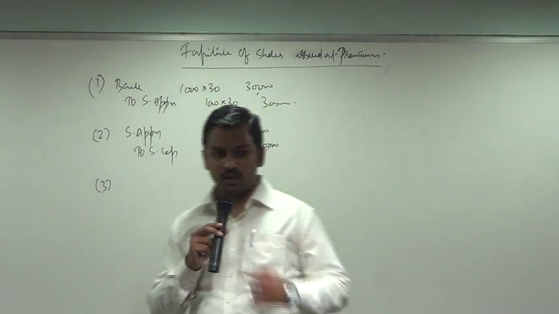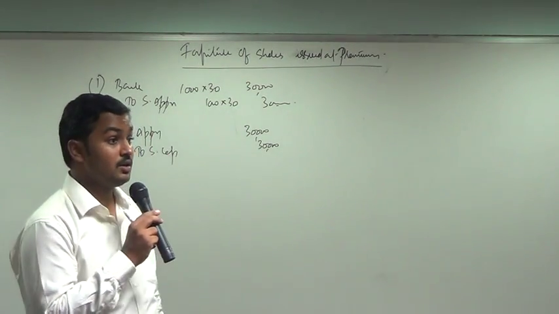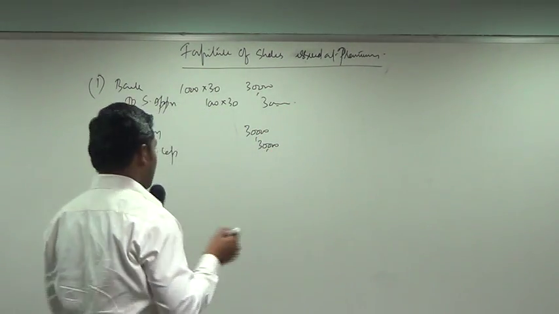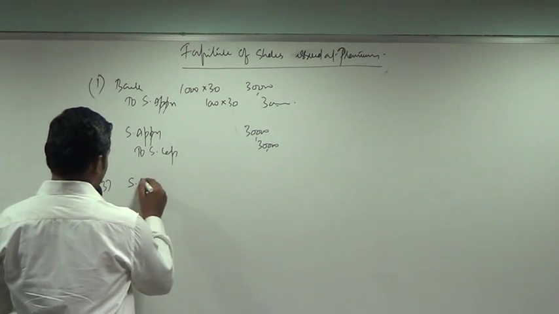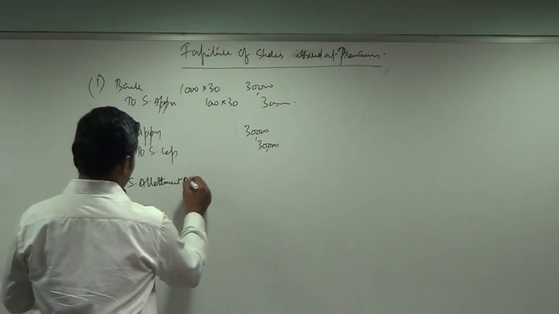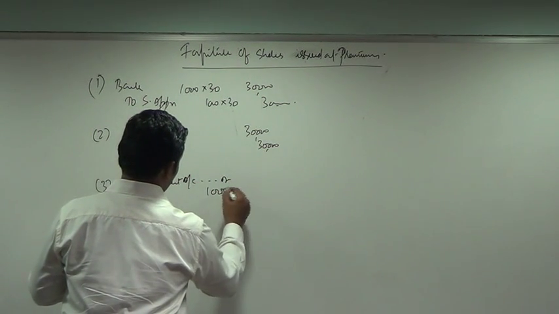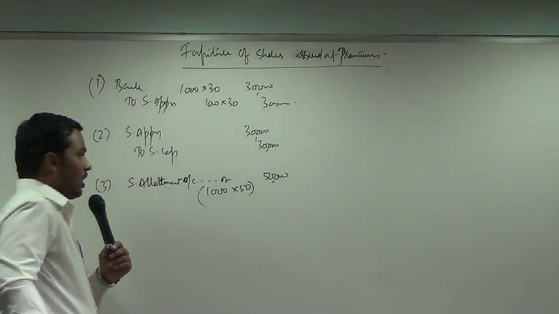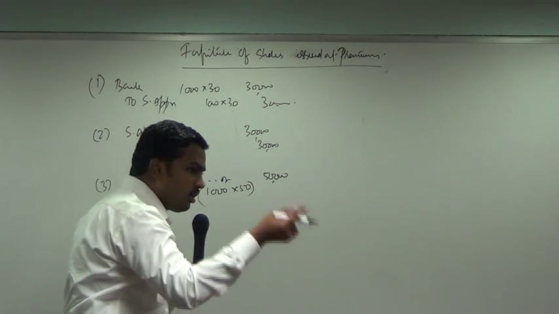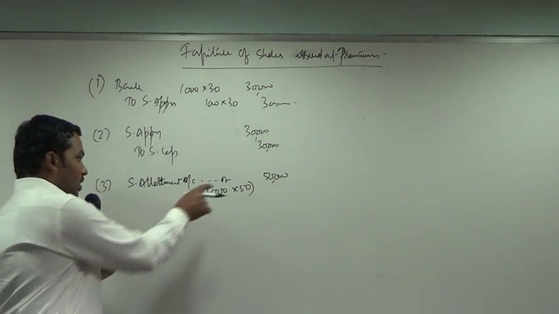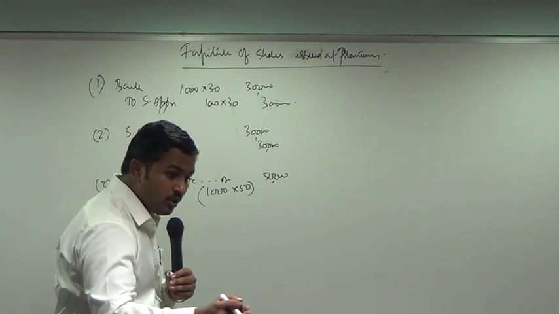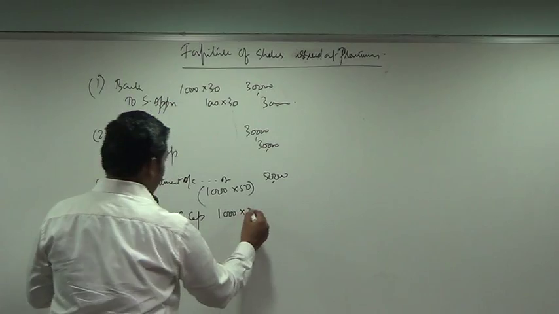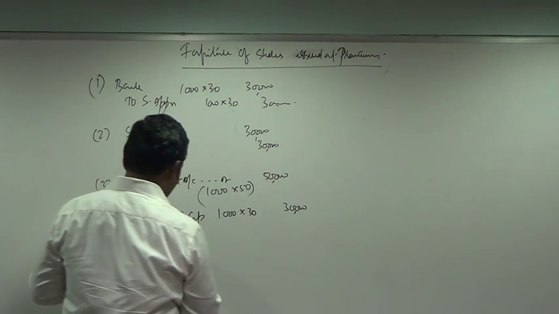Now tell me, when allotment money is made due, what is the entry? We are calling 50 rupees, so the shareholder becomes a debtor to the company. Share allotment account debit, 1000 into 50, 50,000. Out of 50 rupees, 30 rupees is face value and 20 rupees is premium. So 30 rupees is credited to share capital account, 1000 into 30, 30,000, and to securities premium, 1000 into 20, 20,000.